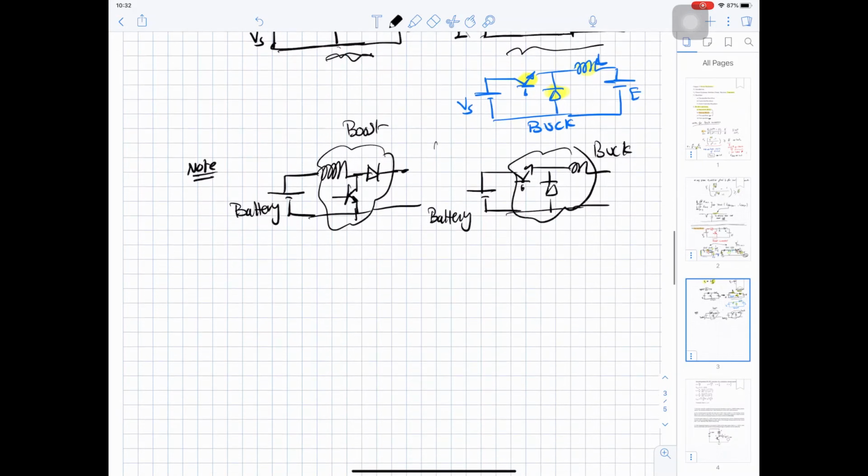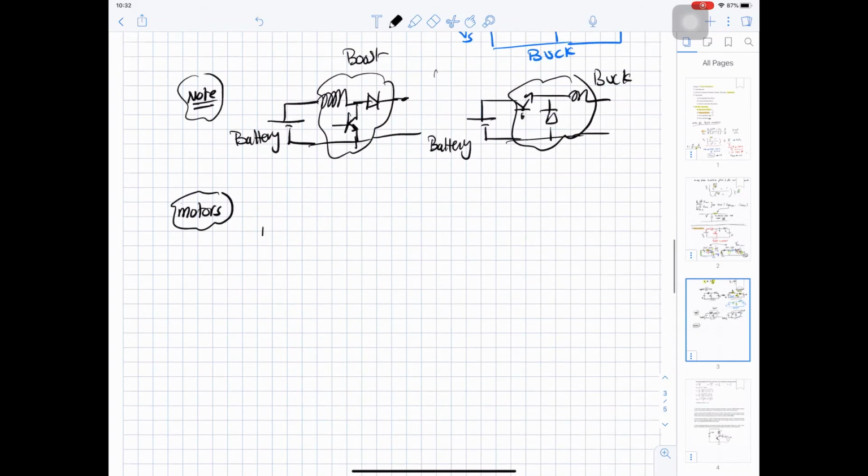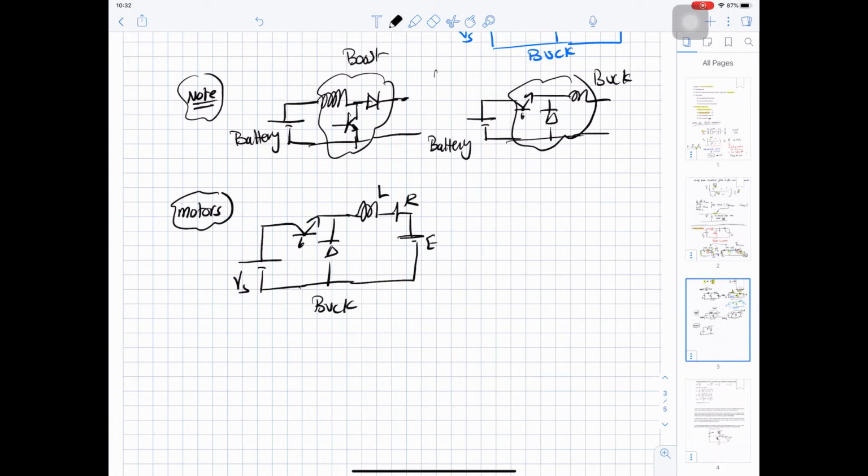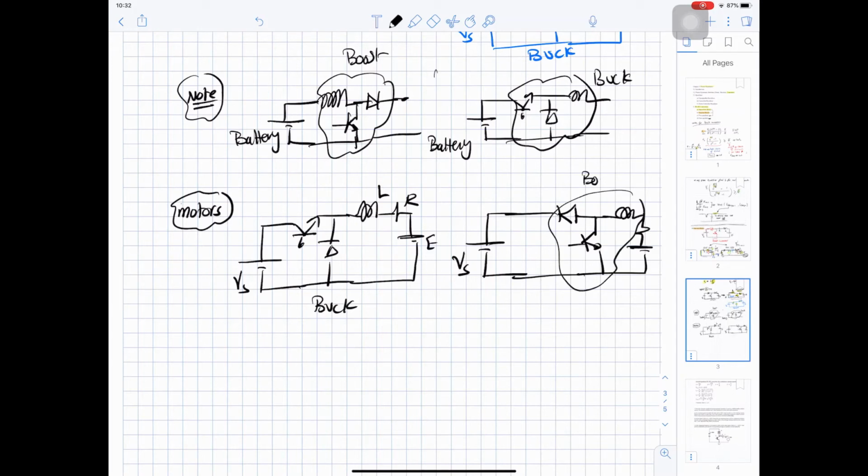Okay, but for motors, we have V source, so we can buck or step down the source. So here is L, R, and E. So this is buck. And when we boost, we are not boosting the source, okay? We boost the EMF from the battery. So we connect the boost like this. So this is the boost. So for motors, we boost E, or we buck, or we step down V source.